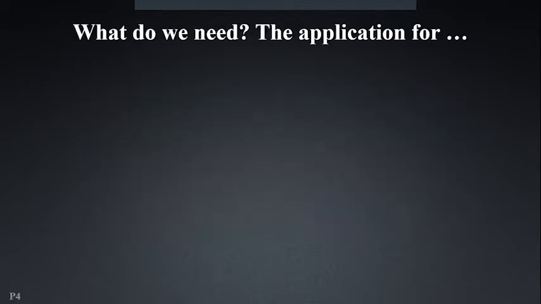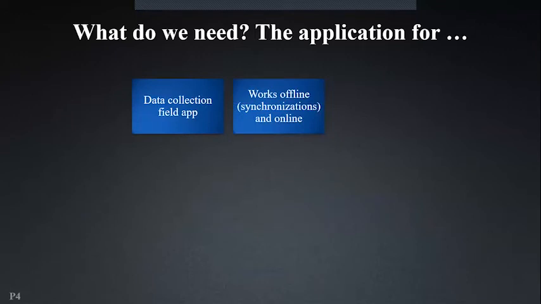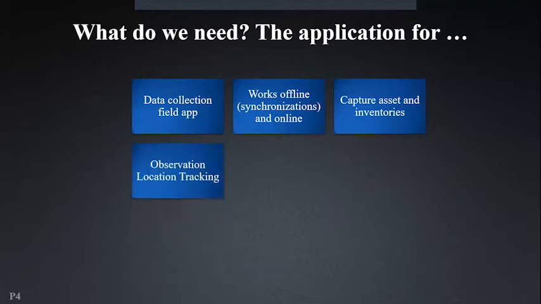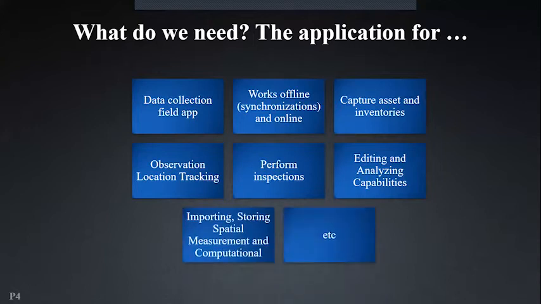So now what do we need? Actually, to make things work, we need some of these capabilities to be available in our mobile surveying applications. The first one, we need a data collection app. We need an application which can work offline because sometimes in the field there are no good internet connections. And we also need the application to be able to capture assets and inventories, observation, location tracking, perform inspections, and provide editing and analyzing functionality. And last but not least, we also need the application to be able to import and store spatial data, and also do some measurement or computational work.